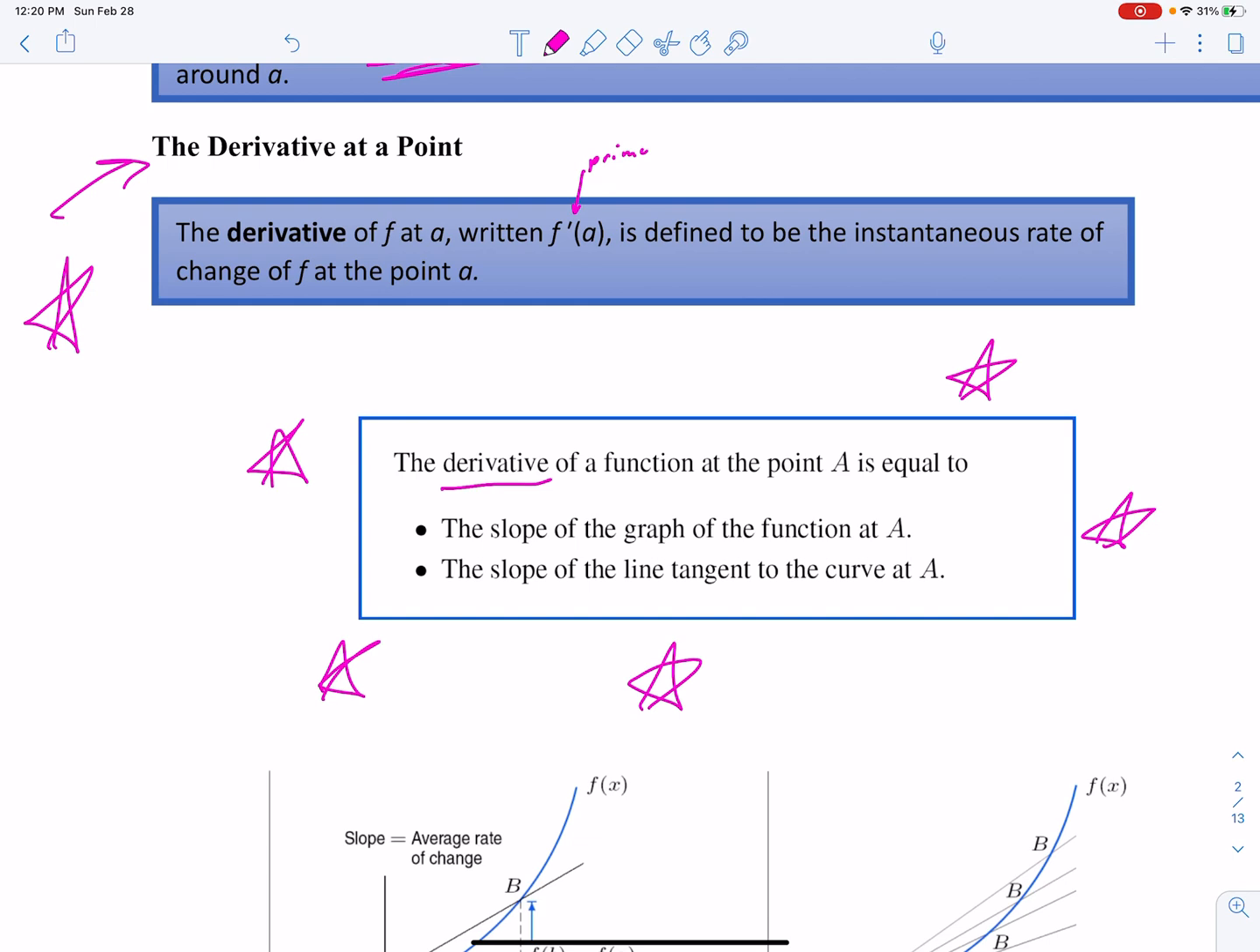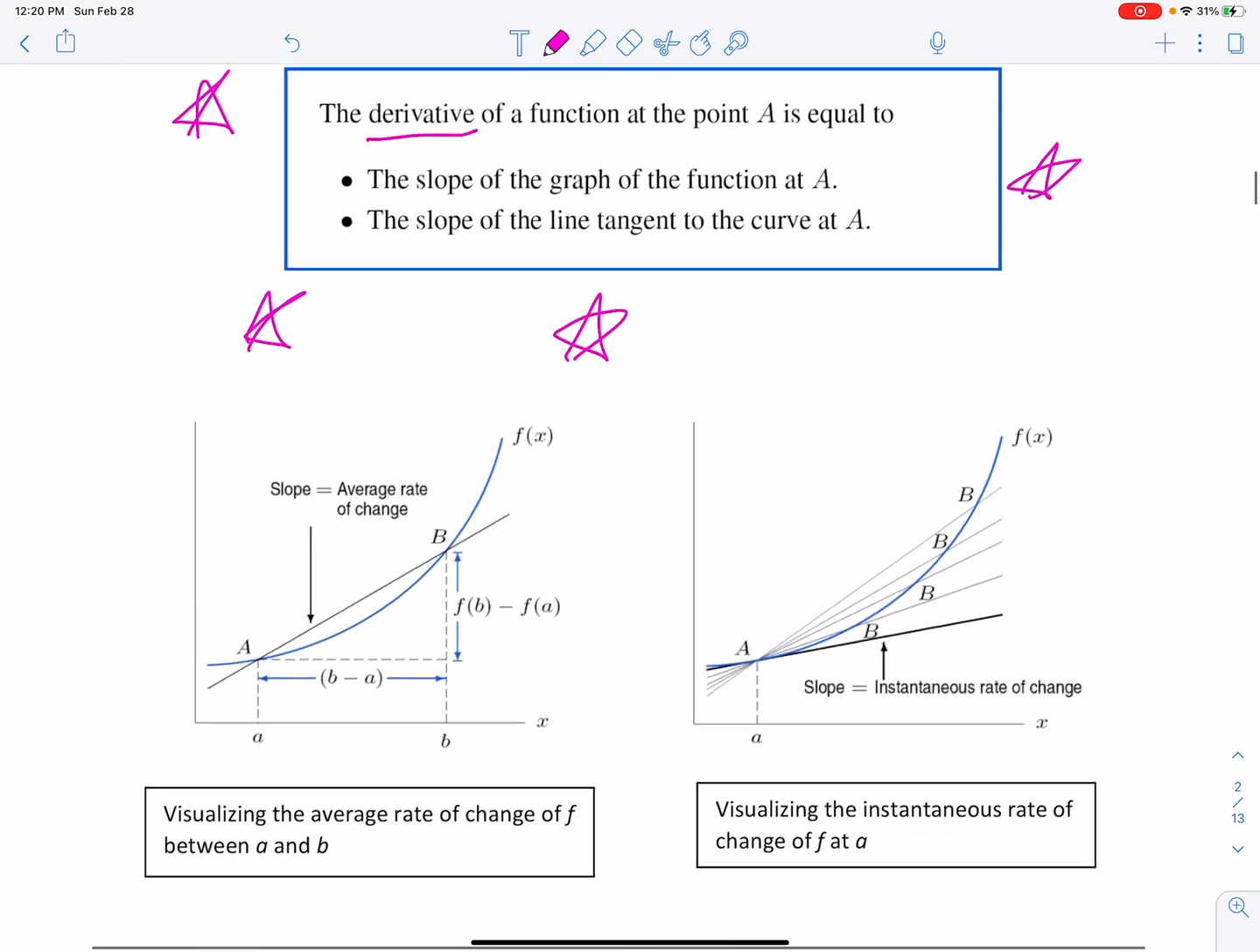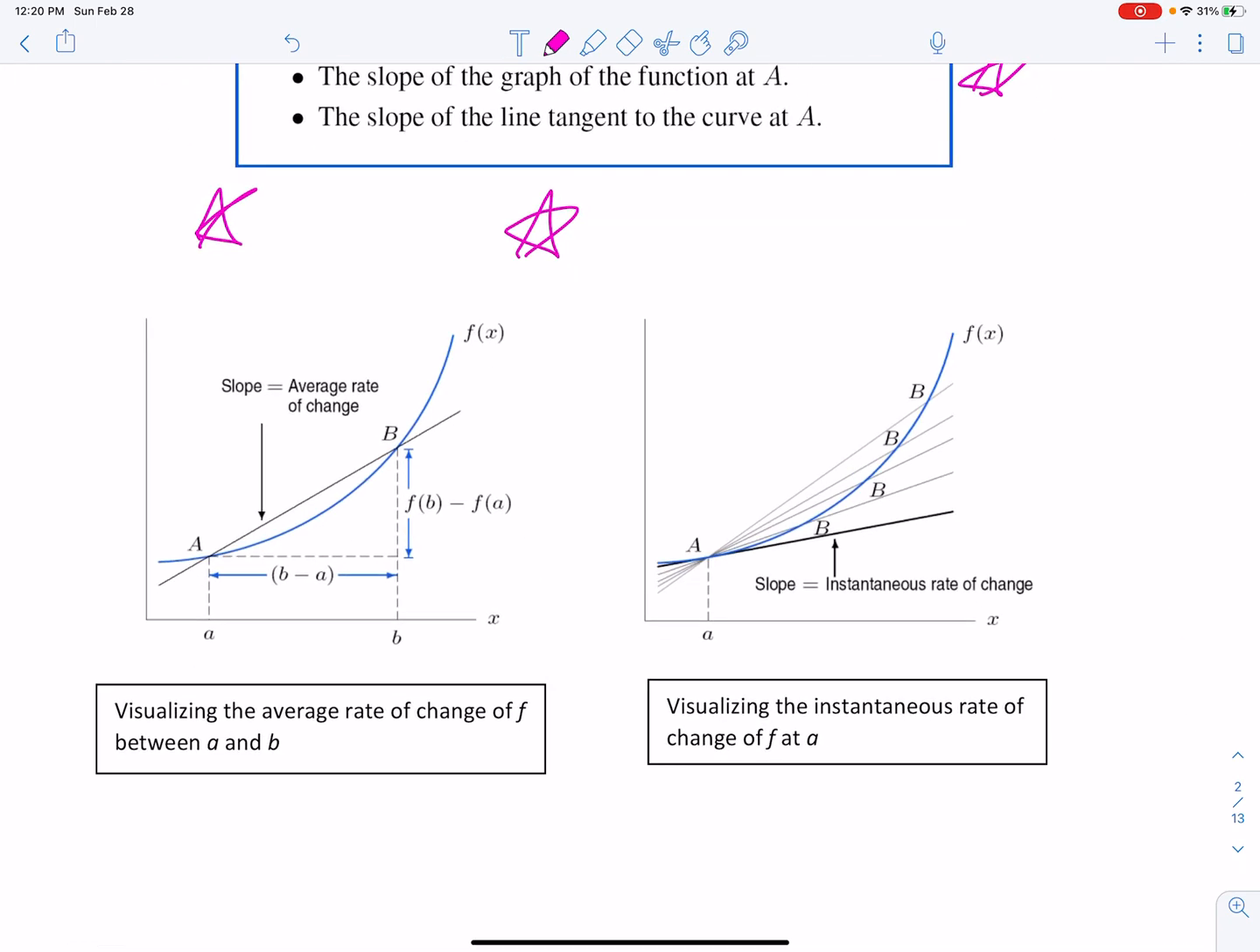All right, so the derivative of a function at the point A, again, A is an x value, is equal to the slope of the graph of the function at that A value, that x value, which is also the slope of the tangent to the curve at that A value. Okay, both of those statements mean the same thing. So this is a graphical representation of what they're saying. Okay, so here, this first one here, visualizing the average rate of change of the function between A and B. Remember, A and B are x values.